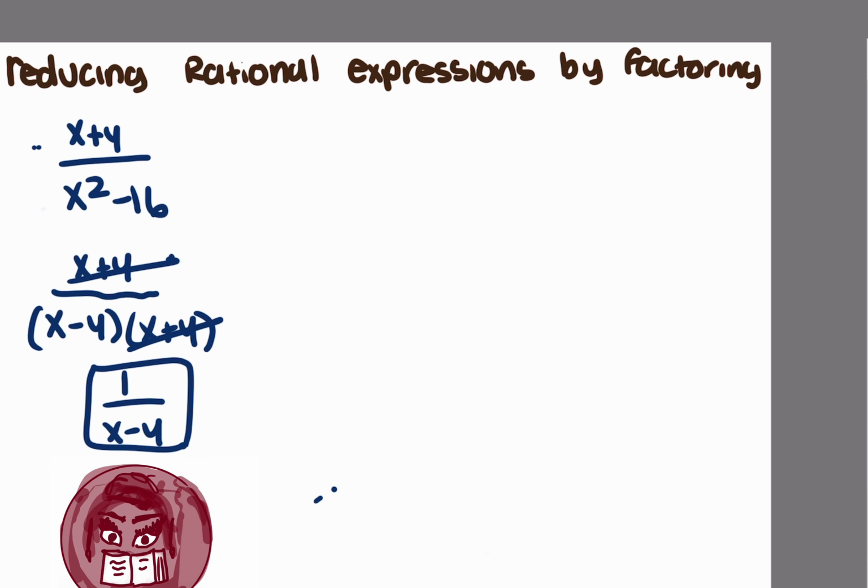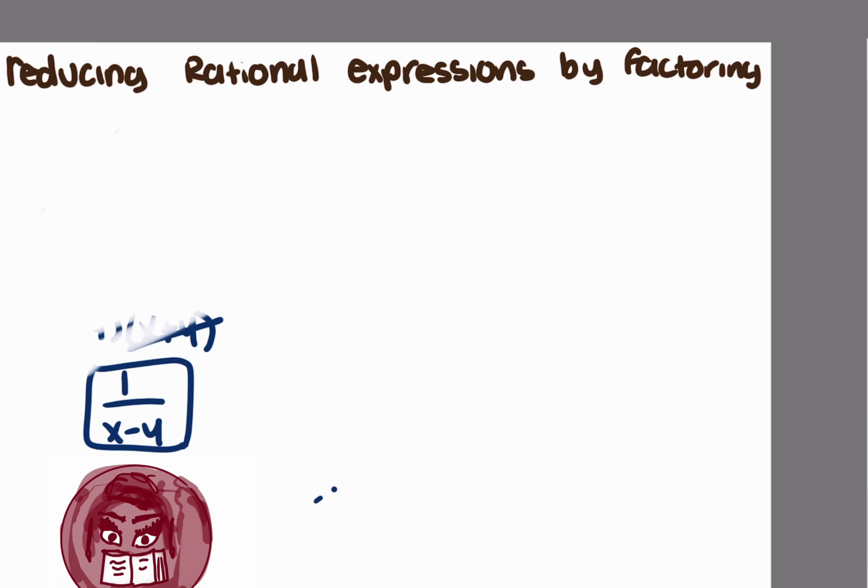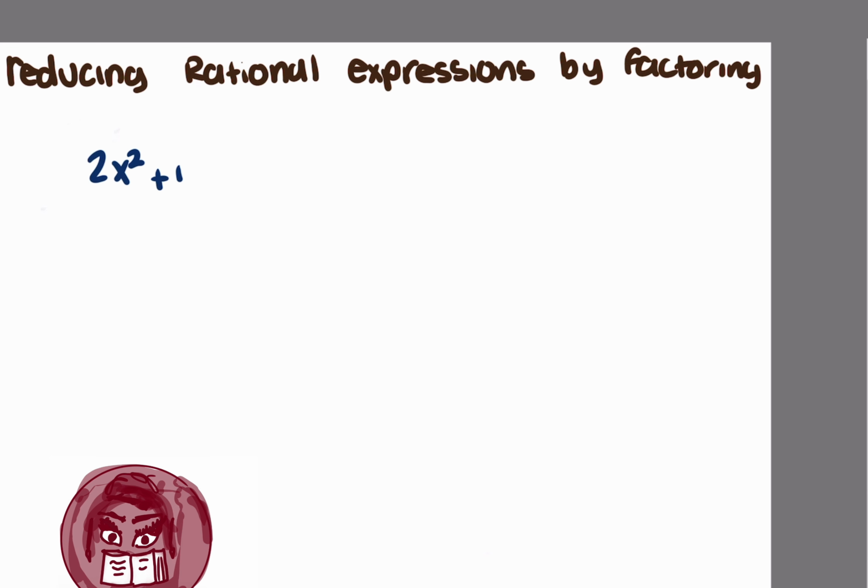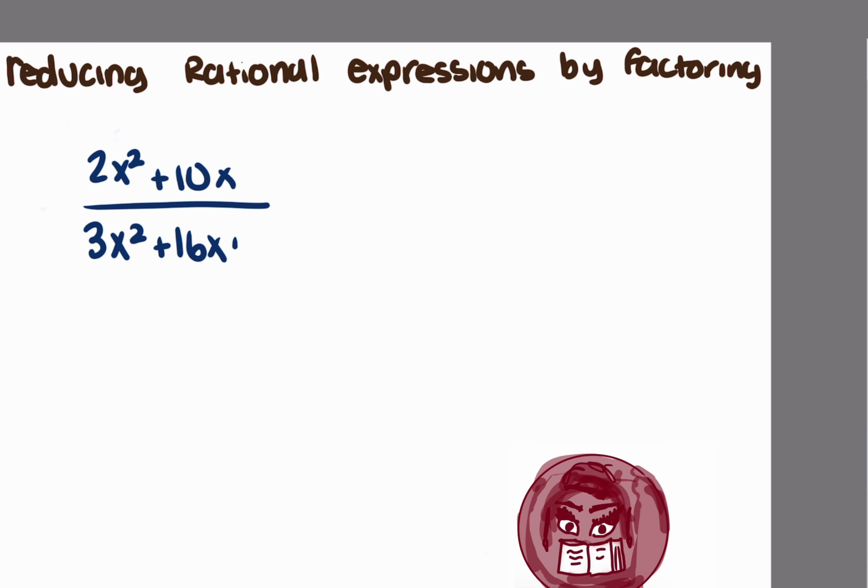So we're going to do a little bit of a jump to a new problem. And this one has polynomials on the top and the bottom. So this equation is 2x squared plus 10x over 3x squared plus 16x plus 5. Pause and try it yourself.